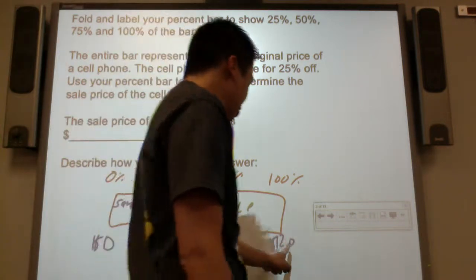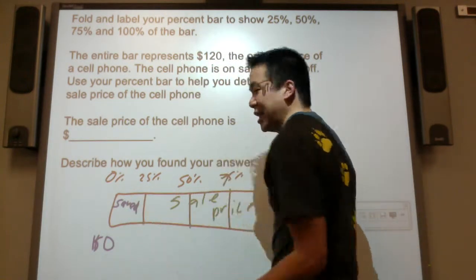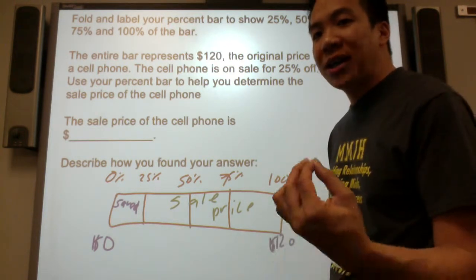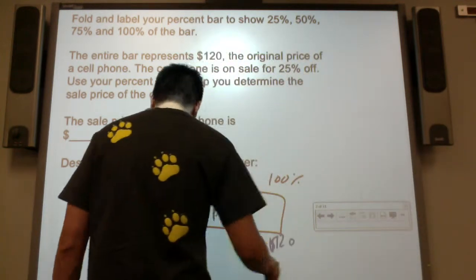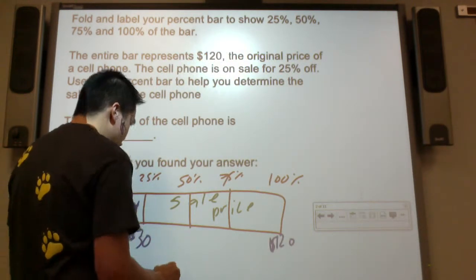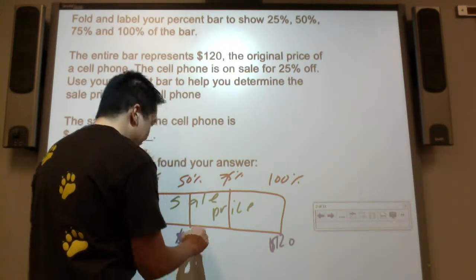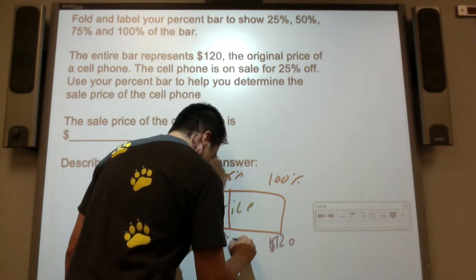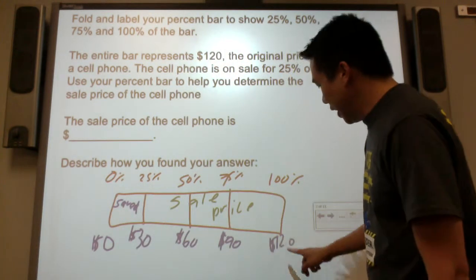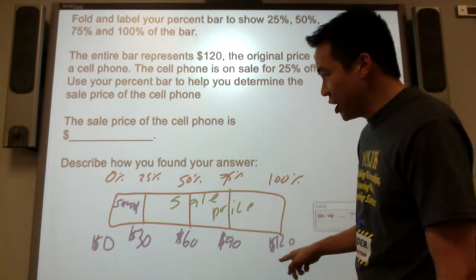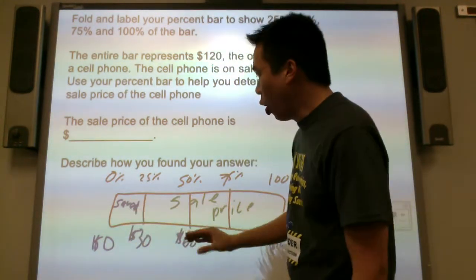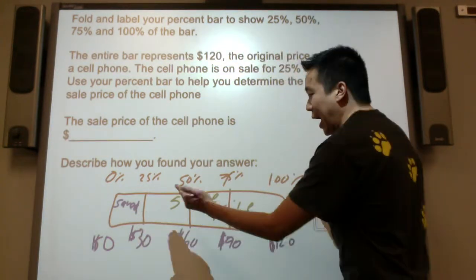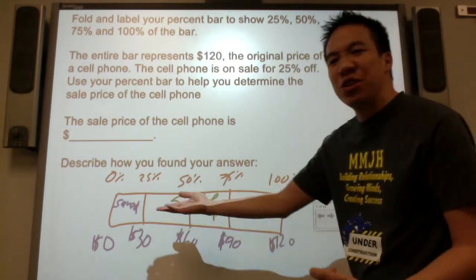So I have $120. It is divided into 4 sections. What is $120 divided into 4 sections? That's $30 apiece. So $30 is 25%. $60 is 50%. Think about what's half of $120? $60. And then $90. So if the phone originally cost $120 and you're saving a quarter, or 1/4 of it, or 25%, you're saving $30. So how much will the phone cost? Now what's the new sale price?